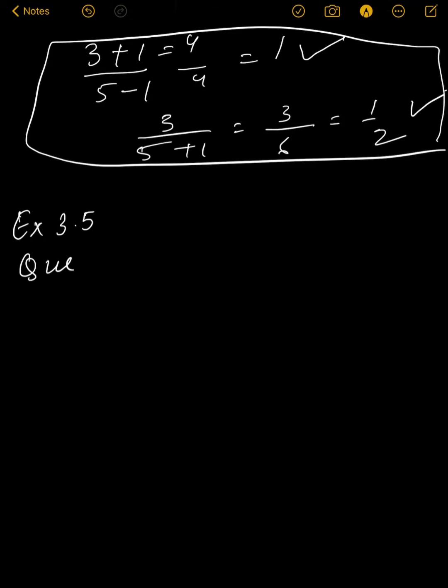Question number 2, part 2. I am reading the question. For which value of k will the following pair of linear equations have no solution? We have to find out k for no solution.